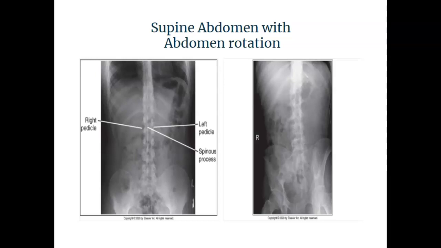You also want to evaluate the centering of the sacrum. The sacrum always moves to the direction that the patient's side is up. So in the first projection, the sacrum is closer to the right side, so that patient is in an LPO because that right side is up. And in the second image, the sacrum is closer to the left side because the left side is up, so that patient is in an RPO projection.